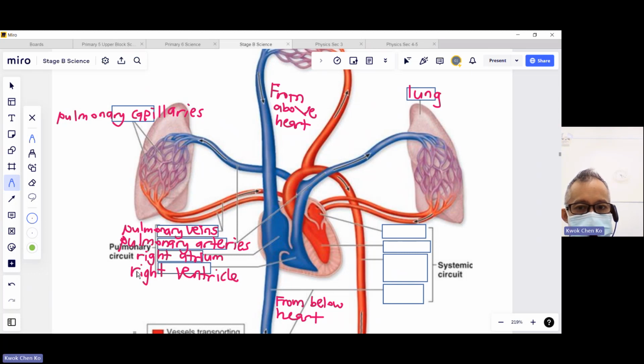How about this one? Zach, what is this? Good, left ventricle. Shouldn't be a problem, huh? This is the left ventricle. Left atrium. Jingxuan, what is this?